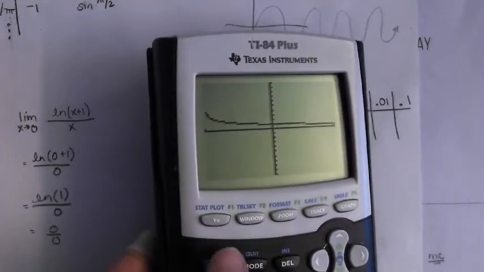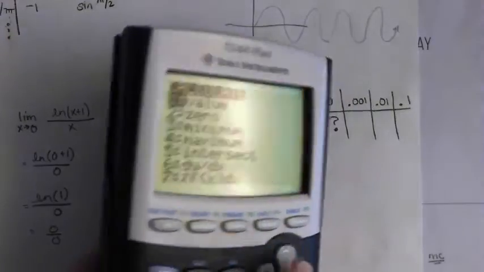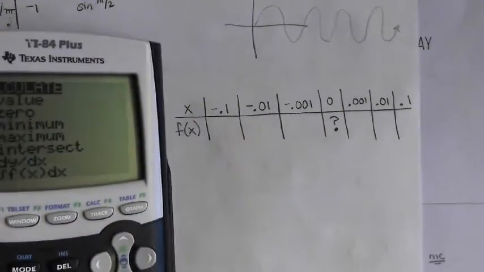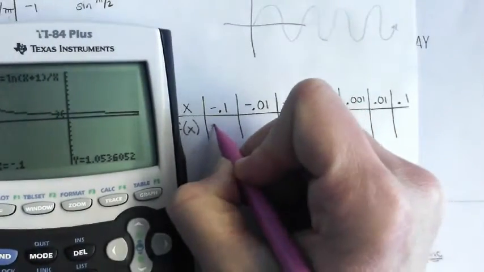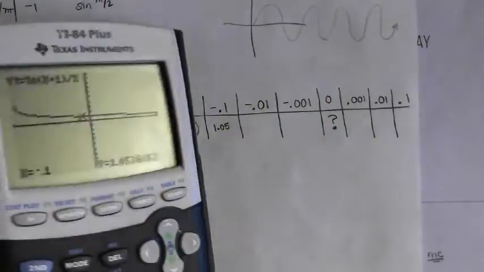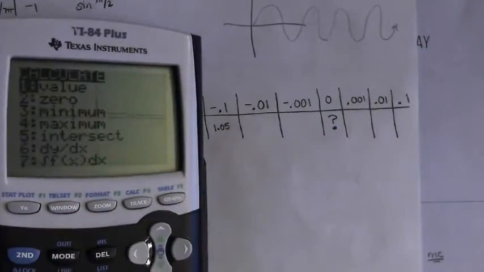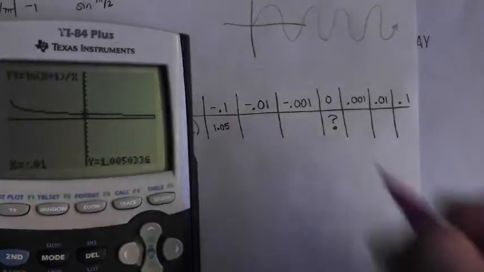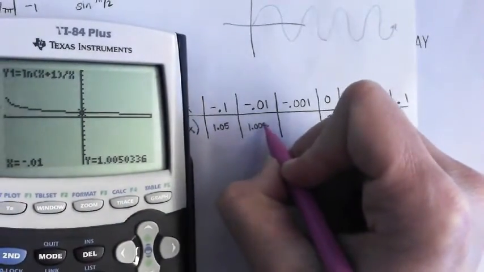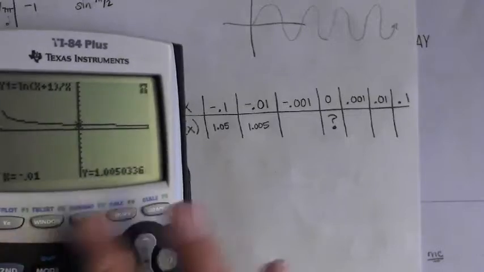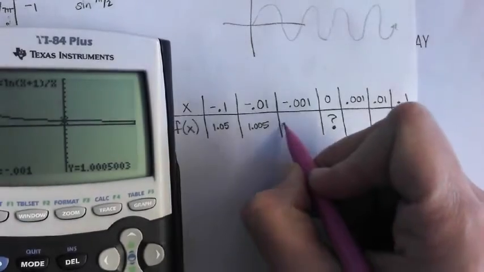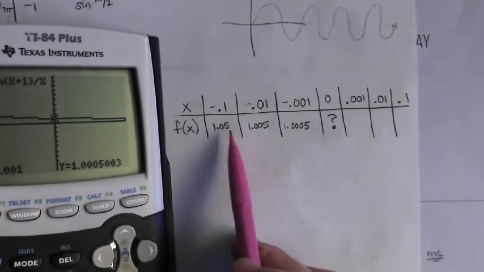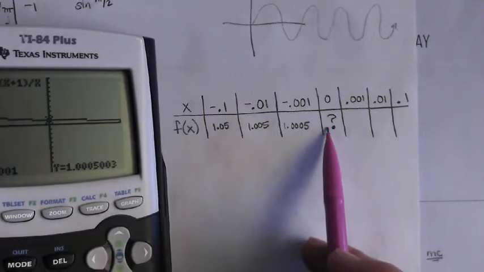To fill in our table of values, I'm going to use my second trace feature and the value, and I'm going to plug in -0.1, and I get 1.05. Then second trace again, and I'll do -0.01, and I'll get 1.005. And then again, plug in -0.001, and I get 1.0005. So we can definitely see that this is on the decline towards 1, coming from the left.